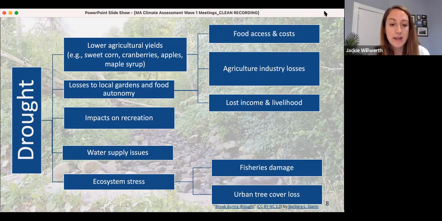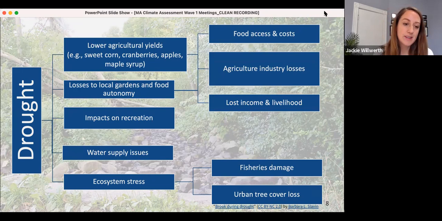There's the impacts to agriculture industry and revenues coming from these crops, and also the losses of income and livelihood, either directly to farmers and associated industries. Some of these listed, apples and maple syrup, for example, have a tourism component that would also be impacted. The other side of farming is also the local gardens and food autonomy, which could also be impacted by drought.